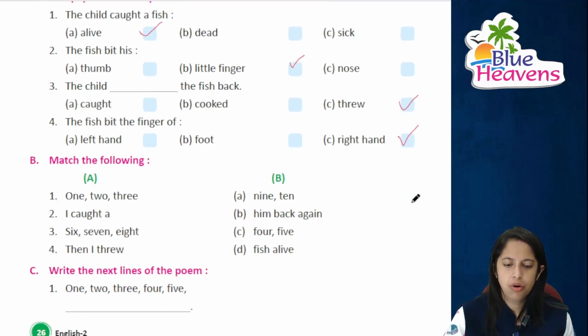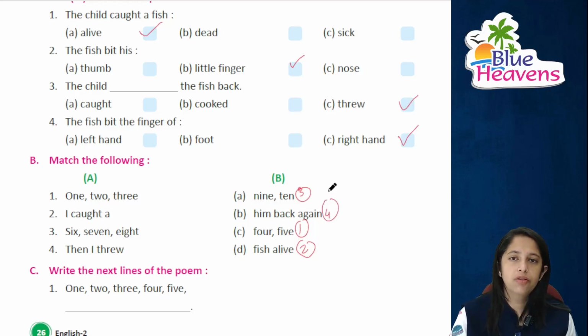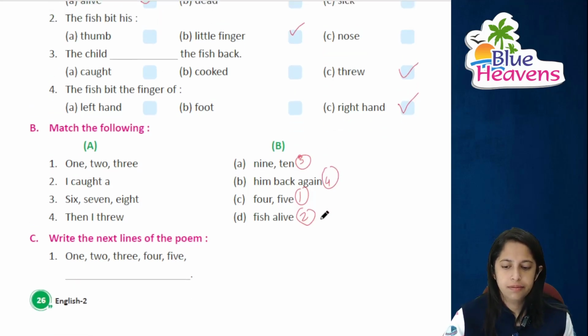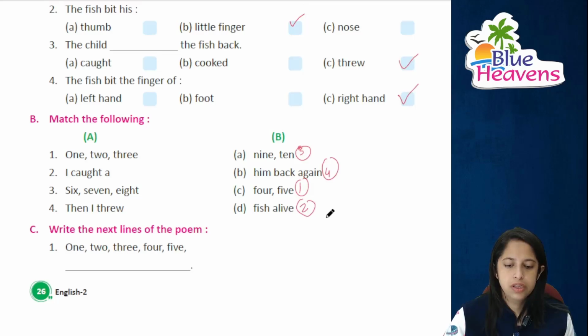So it's the match column. 1, 2, 3, 4, 5. I caught a fish alive. 6, 7, 8, 9, 10. Then I threw him back again. You have to write down the next lines, right? So it's 1, 2, 3, 4, 5 and I caught a fish alive.